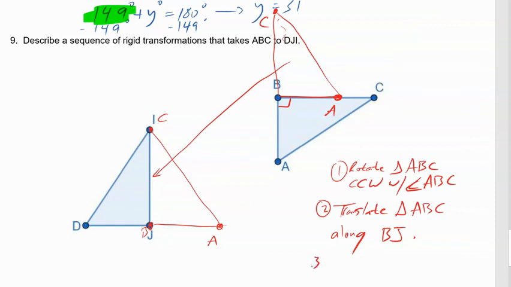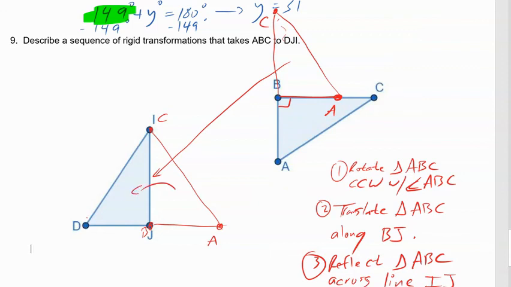Okay. Last but not least, we can reflect triangle ABC across line IJ or JI. Okay, if you do that, A would reflect across and map onto D, C will stay where it is, B will stay where it is, they just magically become I and J, right, because they map on perfectly right here.